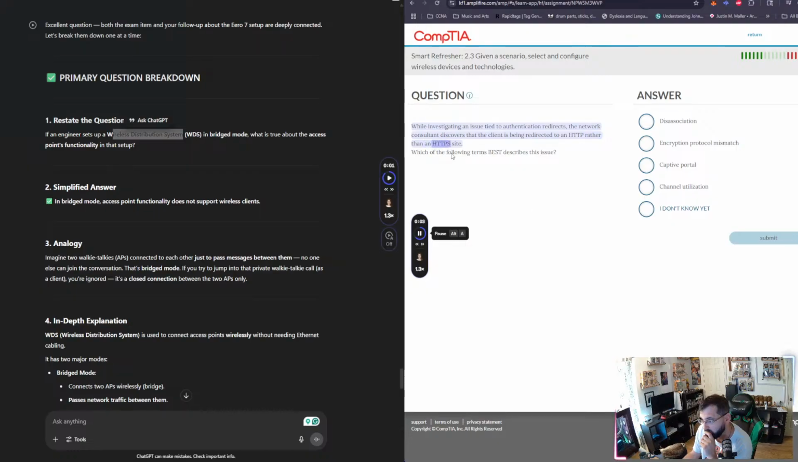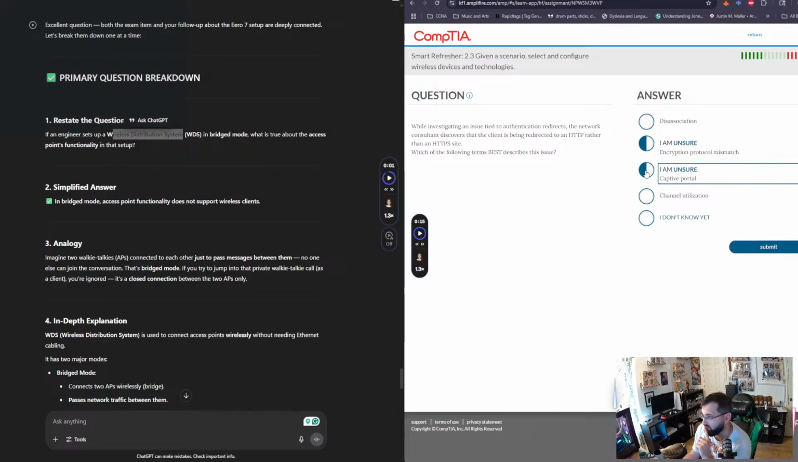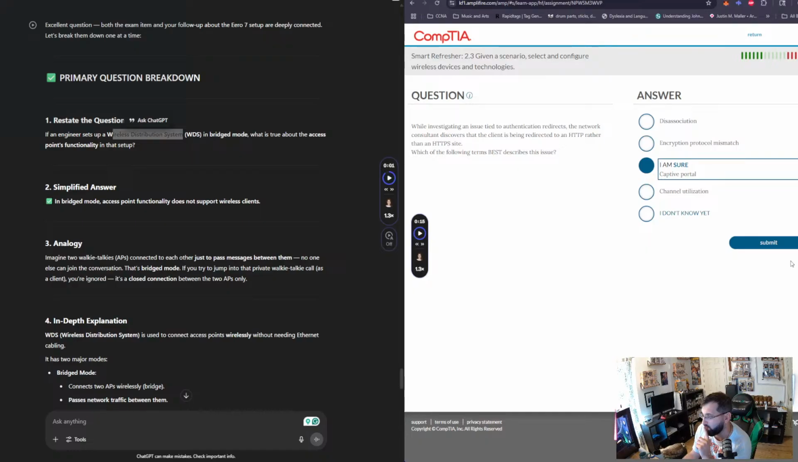HTTP rather than an HTTPS. While investigating an issue tied to authentication redirects, the network consultant discovers that the client is being redirected to an HTTP rather than an HTTPS site. Which of the following terms best describes this issue? It's not a mismatch. This is what I think it is, but that's not what it is. I think it's a captive protocol. Yes.